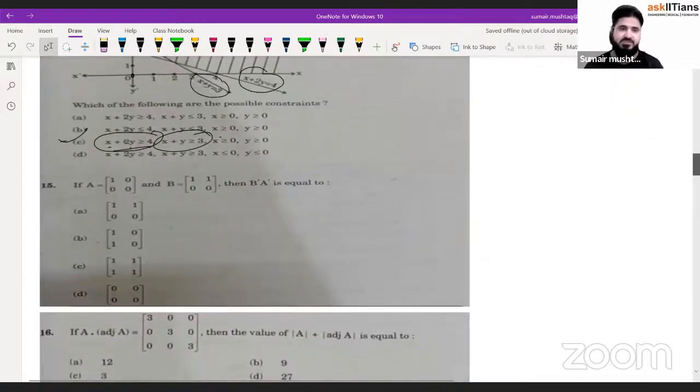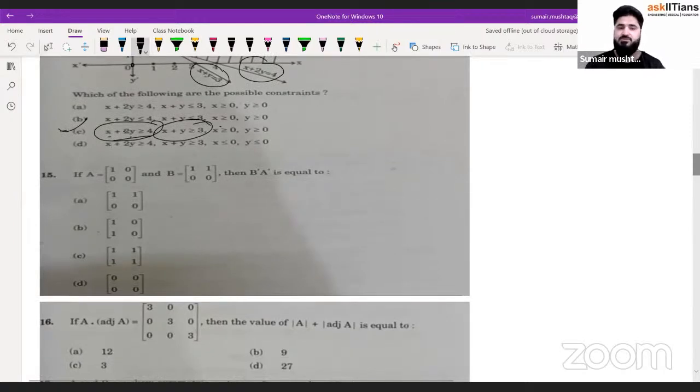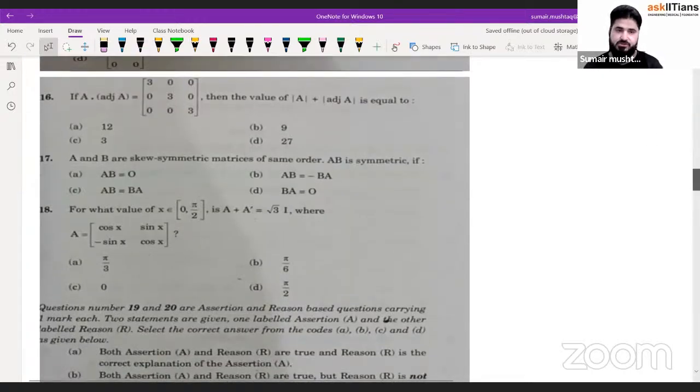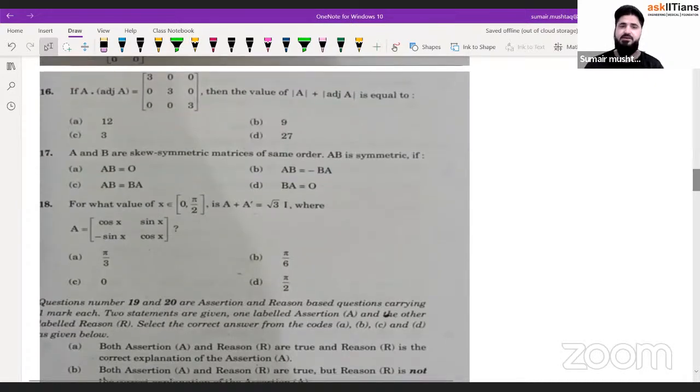Okay, now the next question. You need to find B transpose A transpose. Get the transpose of B, that is 1100. Get the transpose of A, that is 1000. Multiply it, get the answer. If you see, its answer will be option number B. Okay, guys. Now the next question, 16.